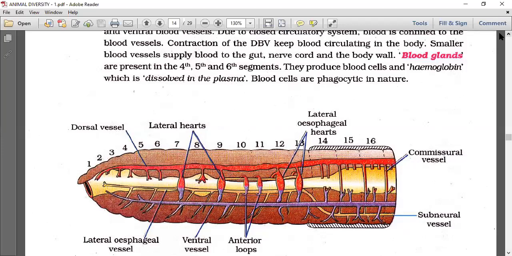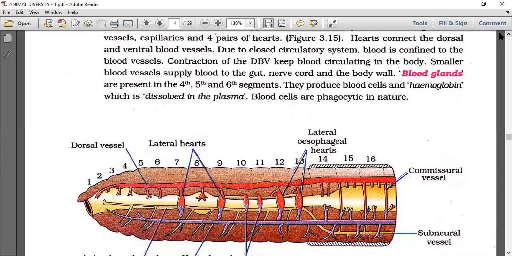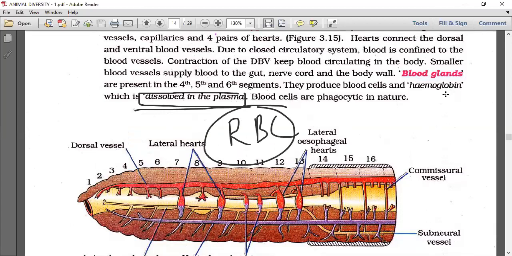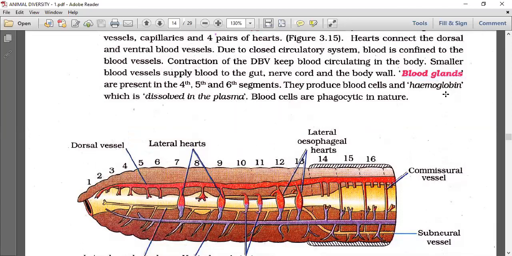Blood glands are present in segments 4, 5, 6. They produce the blood cells, and hemoglobin is dissolved in the plasma. There are no red blood cells here. Hemoglobin dissolves in the plasma of the blood. So that's why we say no RBC. How is blood red in color? That is going to be a regular question. So our answer is hemoglobin is dissolved in the plasma.